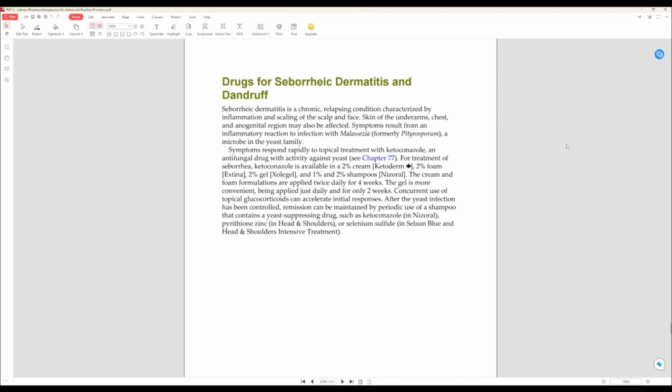Concurrent use of topical glucocorticoids may also accelerate the initial response. After the yeast infection has been controlled, remission can be maintained by periodic use of a shampoo that contains a yeast-suppressing drug, again, such as ketoconazole or selenium sulfide.